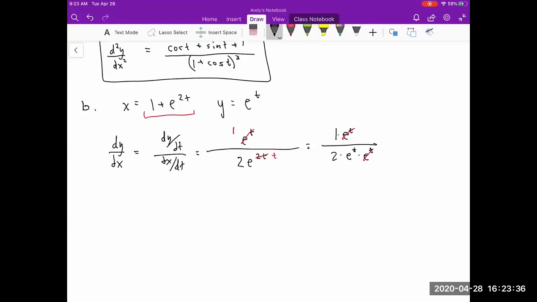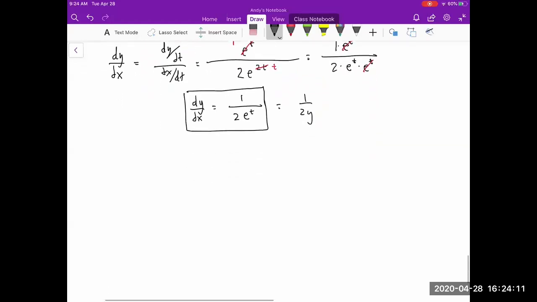So, yeah, we have dy over dx equal to 1 over 2e to the t, and I'm going to leave it like that. Now, it's a little weird because, remember, since e to the t is equal to y, we could actually write this equation as 1 over 2y. So if you wrote that, that would be acceptable as well. Okay? So just keep that in mind.